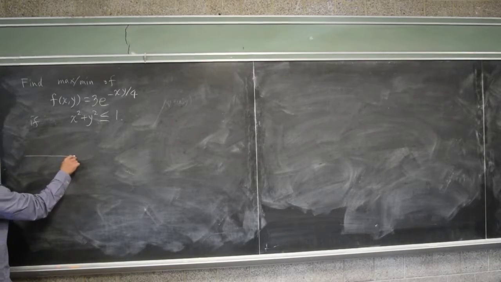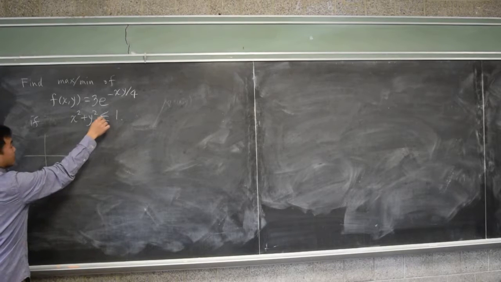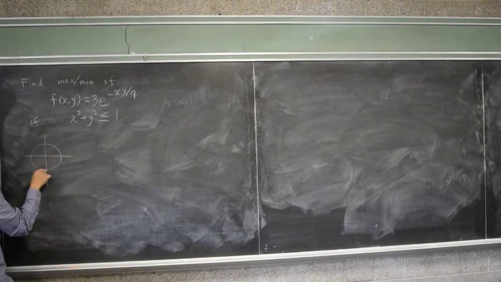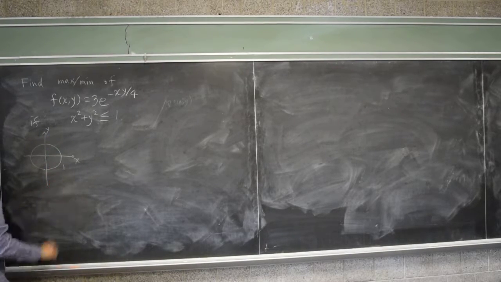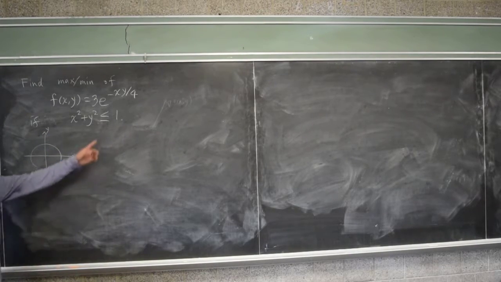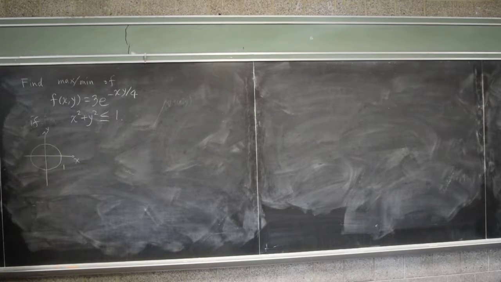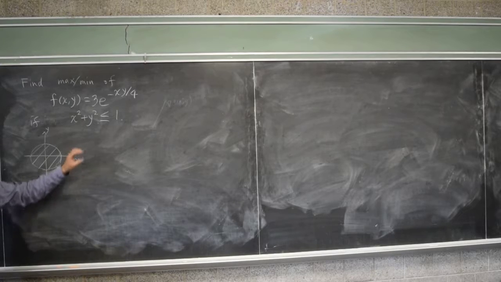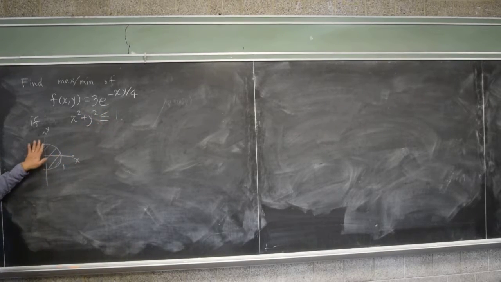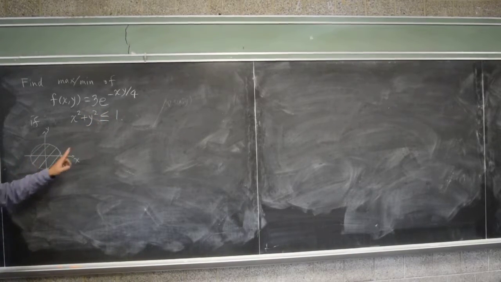If this is just equal to 1, it will be a circle. It'll be a circle of radius 1. What if it's less or equal to 1? What does that contain? Everything inside the circle. Okay. If it's less or equal to 1. So if it's exactly equal to 1, it'll be just the boundary. If it's less or equal to 1, it'll contain everything inside the circle.